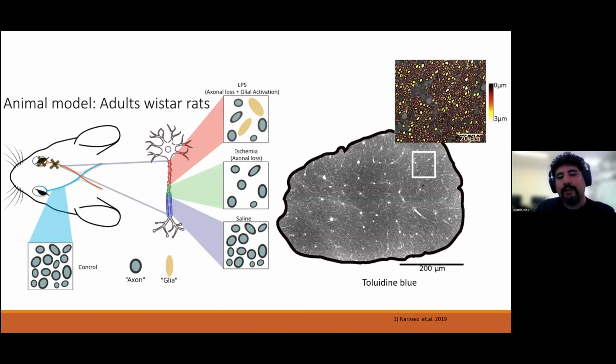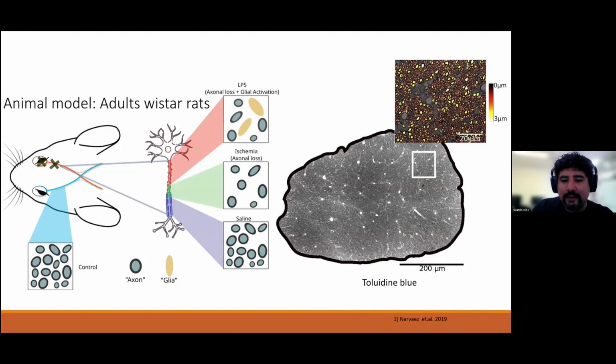We also obtained toluidine blue histology to corroborate and guide our experiments. This is also a perpendicular histological slice of a healthy nerve. In this image, you can observe myelinated axons of different sizes with corresponding myelin, and the glia in this part.